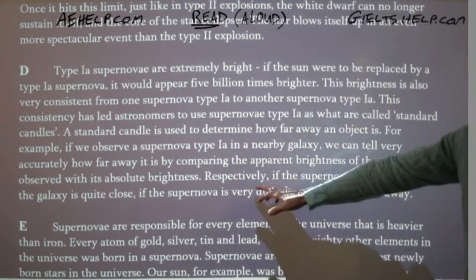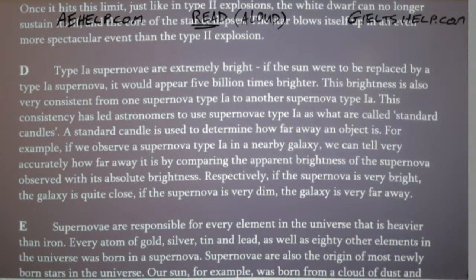For example, if we observe a supernova type 1a in a nearby galaxy, we can tell very accurately how far away it is by comparing the apparent brightness of the supernova observed with its absolute brightness. Respectively, if the supernova is very bright, the galaxy is quite close. If the supernova is very dim, the galaxy is very far away.